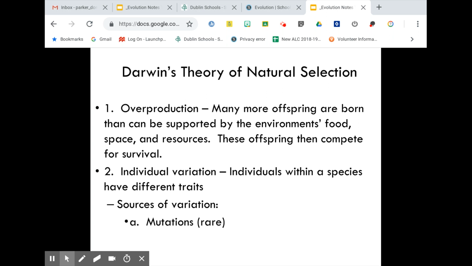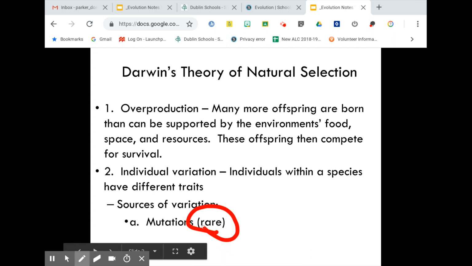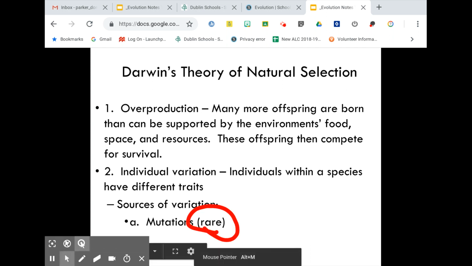Mutations, and I don't want you to get in the habit of thinking that mutations are the answer to everything, simply because they're not. Mutations are fairly rare, and if you think about why they are fairly rare, go back to when we talked about DNA replication and all of those checkpoints that DNA has to make sure that the bases are lined up correctly. If there are mistakes, there are spell checkers to catch those mistakes. So mutations aren't exceptionally common, but they do happen.